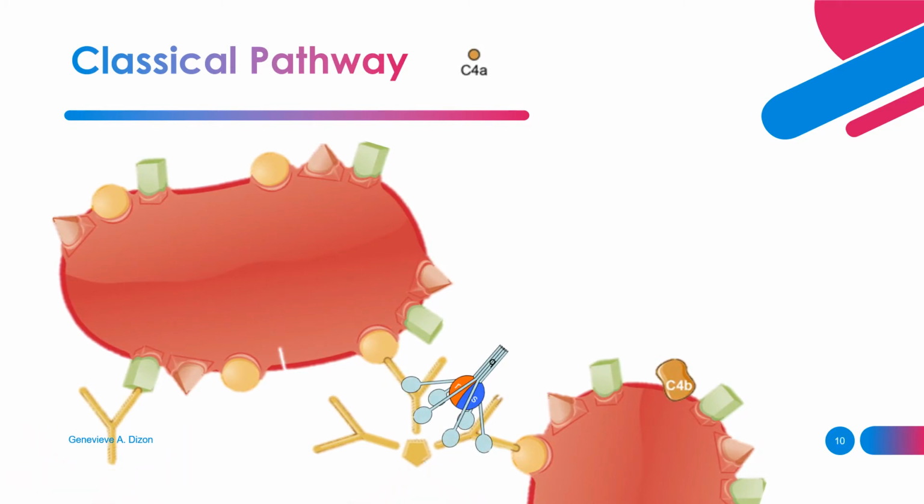C4b now acts on the binding site of the second activation unit, which is C2. When combined to C4b, C2 becomes a substrate for C1s and is cleaved into C2a and C2b. C2b is very labile and will decay very fast. C2a remains bound to C4b in the presence of magnesium to form C4b2a, known as C3 convertase.